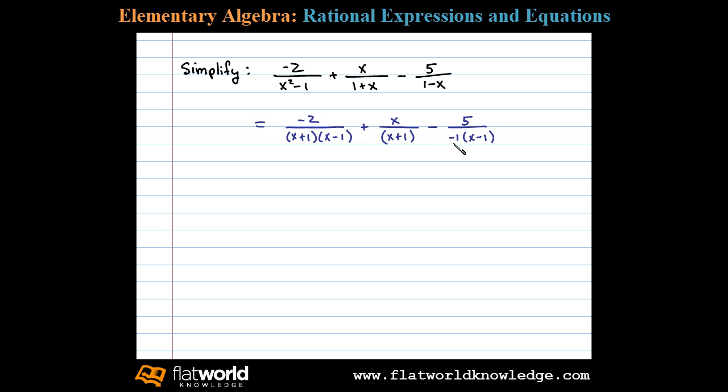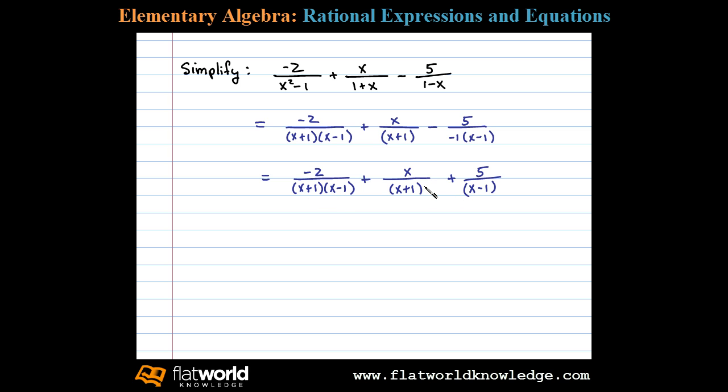Next, let's rewrite these sequential operations. Negative negative is equivalent to plus. And we can write plus 5 over x minus 1. Once we have the factors, we can easily determine the LCD. In this case, the LCD is x plus 1 times x minus 1.